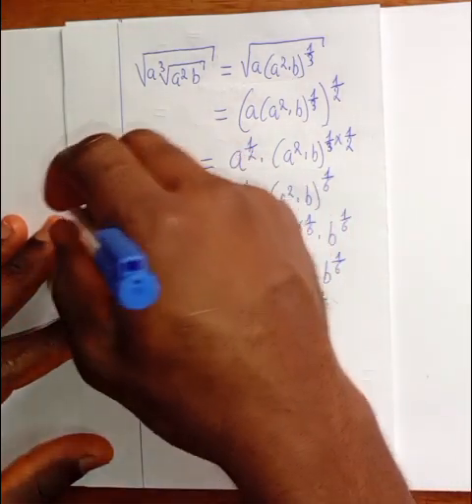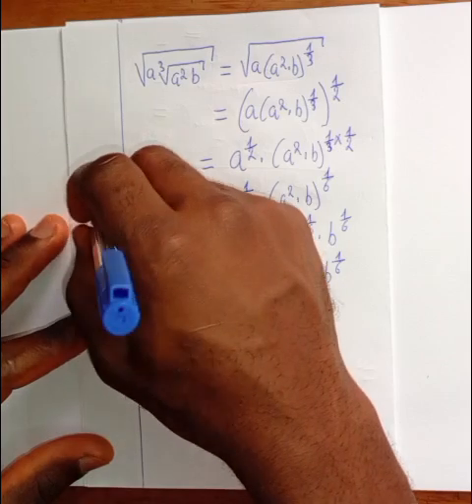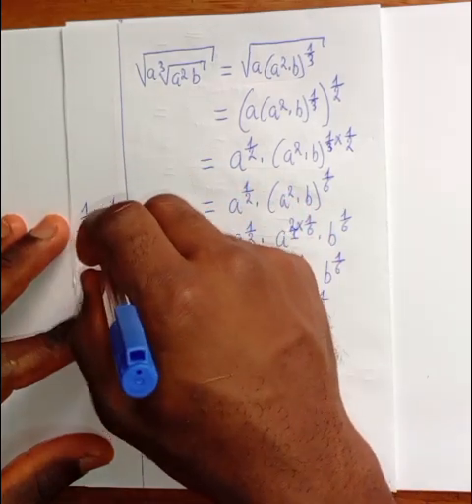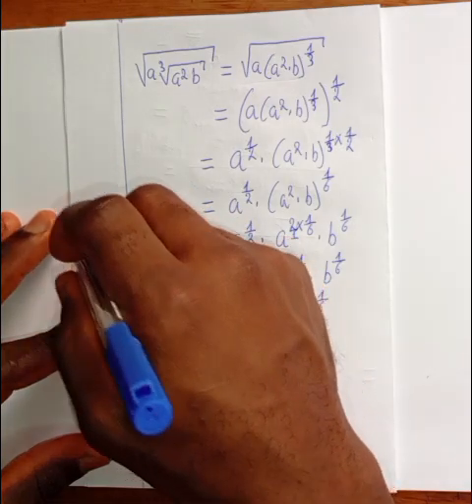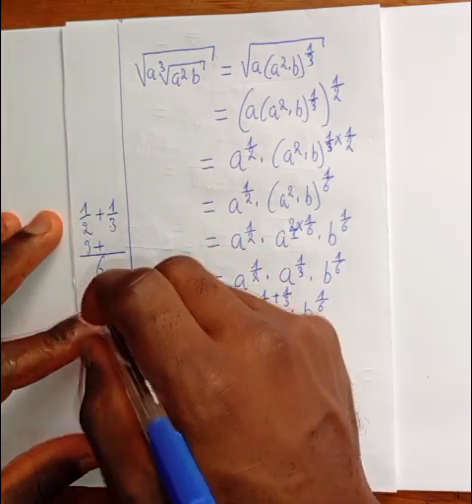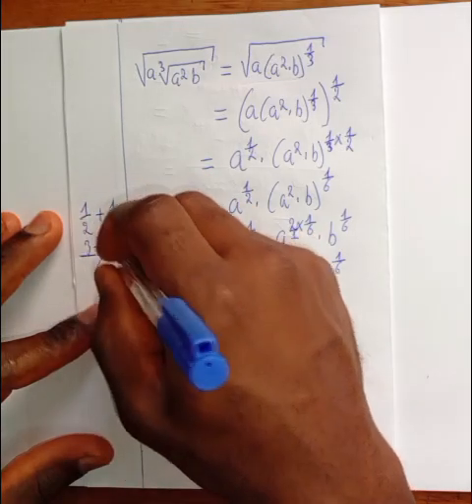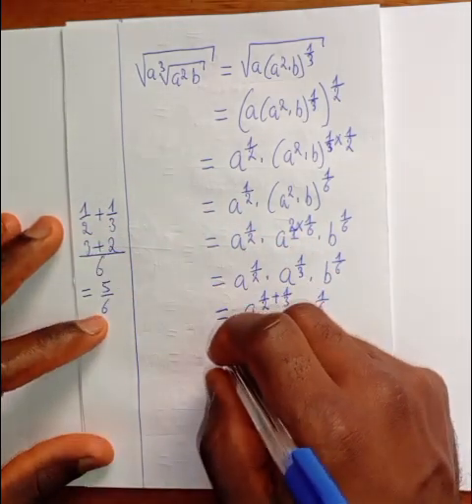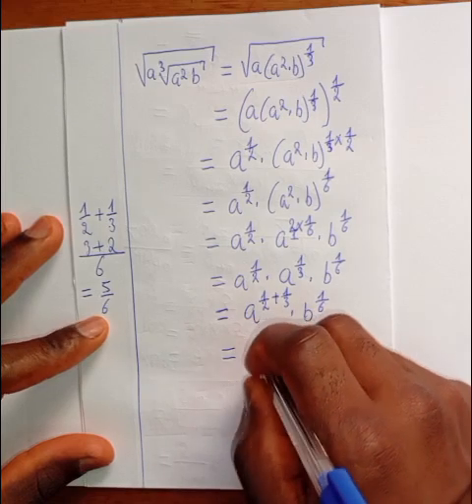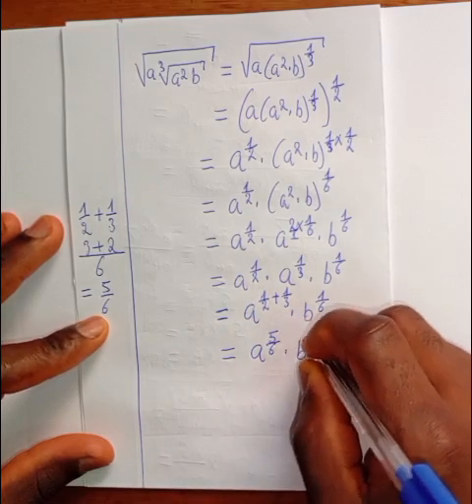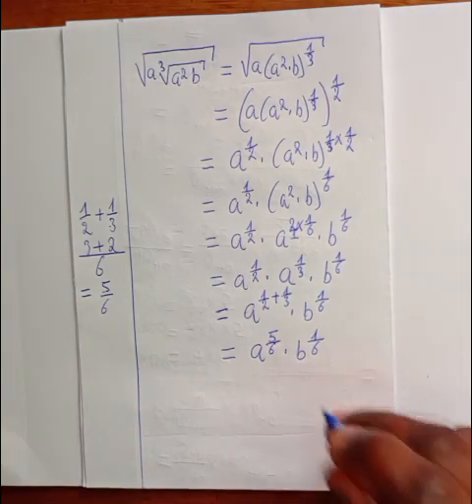Now if we add these two fractions, a half plus 1/3, the LCM of 2 and 3 is 6. 6 divided by 2 gives us 3, 3 times 1 gives 3, plus 6 divided by 3 gives 2, 2 times 1 gives 2. This will simply be equal to 5/6. This will give us a raised to the power 5/6 times b raised to the power 1/6.